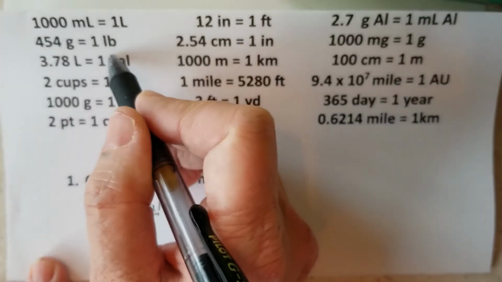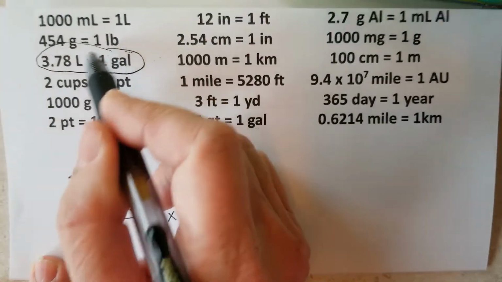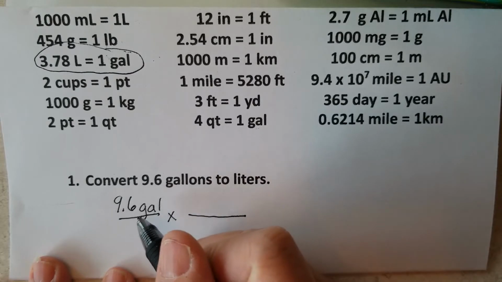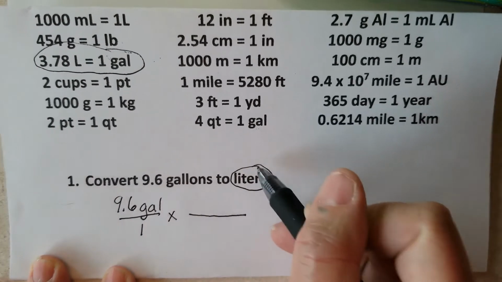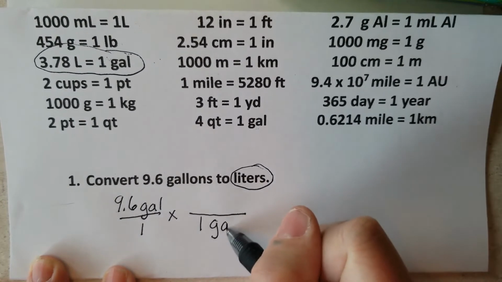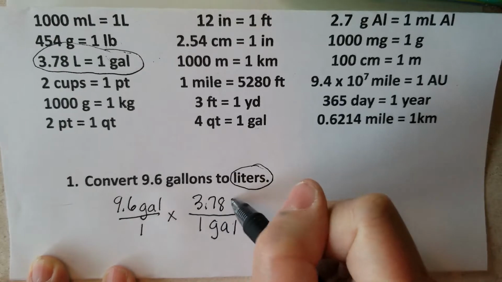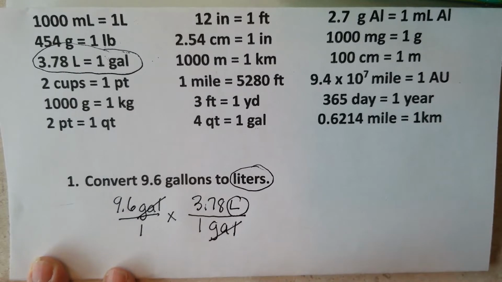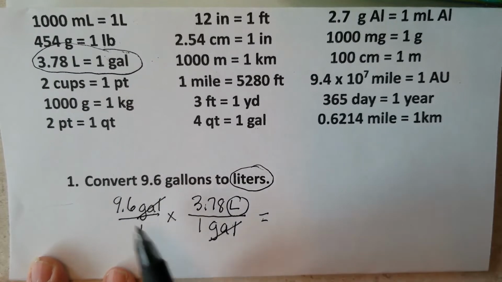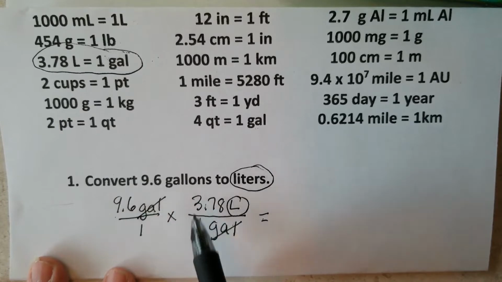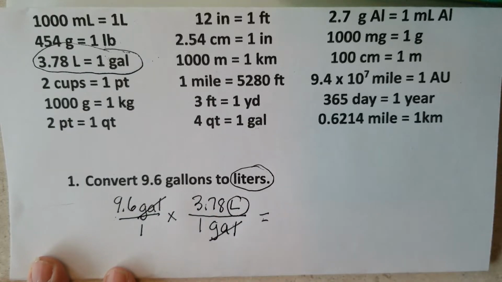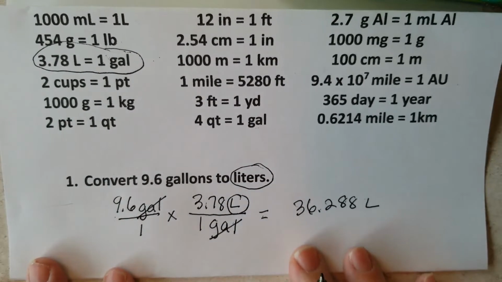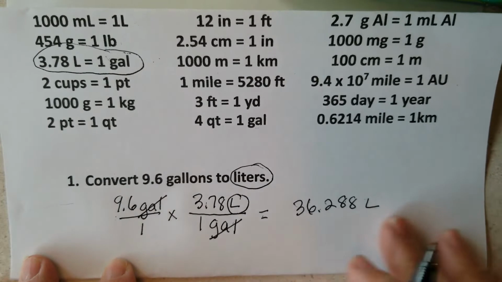Now I have to just figure out which goes on the top and which goes on the bottom. So I want to get rid of gallons because I don't want gallons in my answer. I want liters in my answer. So I'm going to put the 1 gallon on the bottom and the 3.78 liters on the top. The gallons cancel. I'm left with liters. I wanted liters, so I'm looking good. Now we just have to take out your calculator and multiply 9.6 times 3.78, and I get an answer of 36.288 liters. But remember, we learned about significant figures, so I can't write all these digits out.